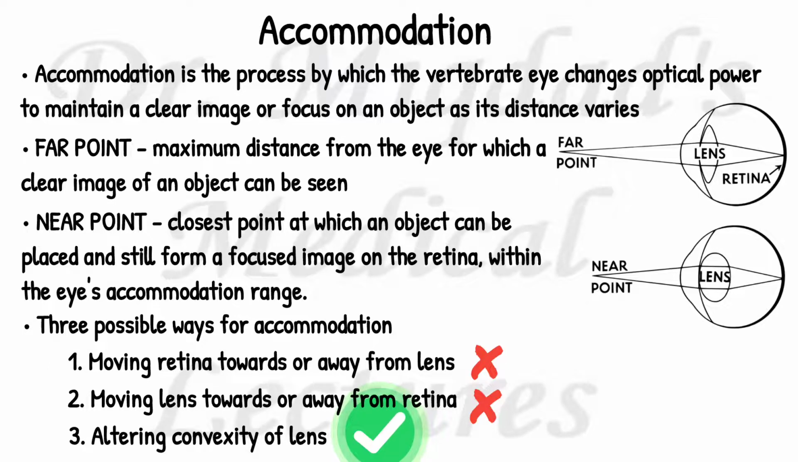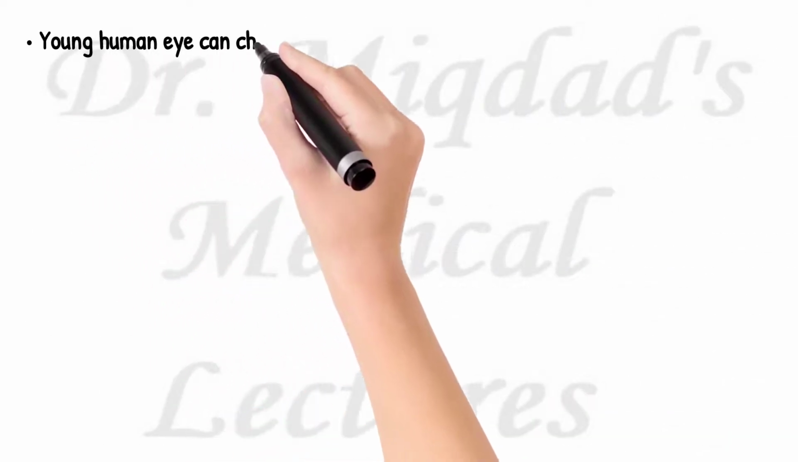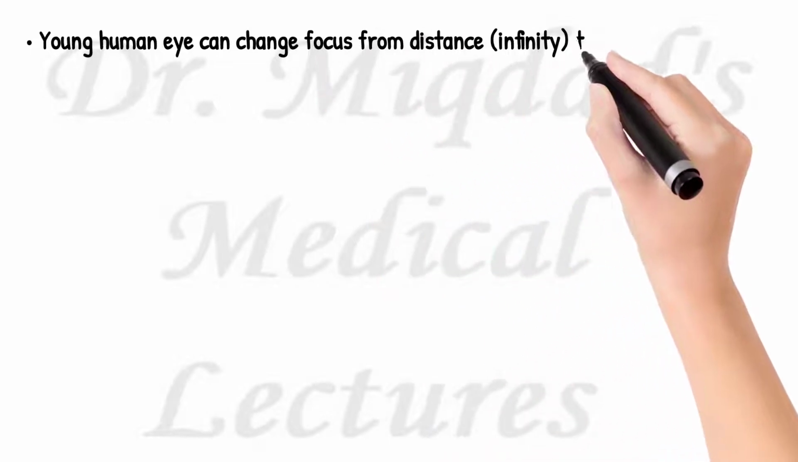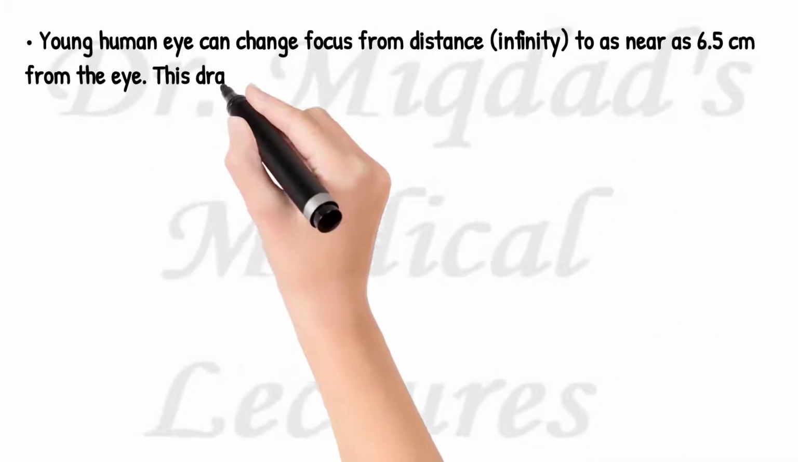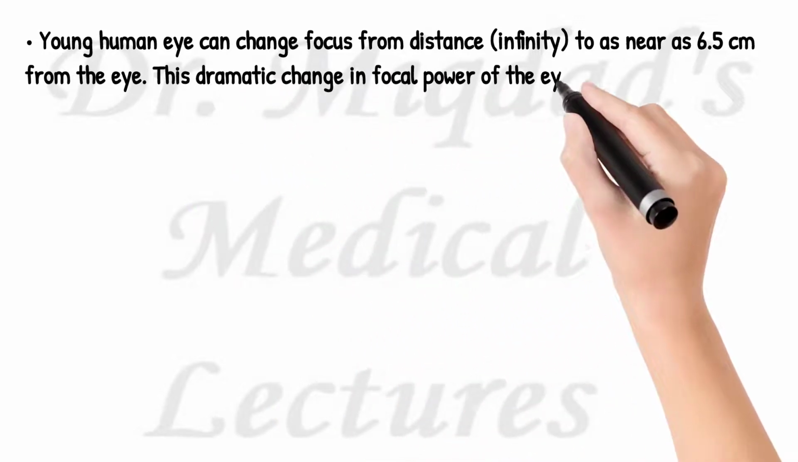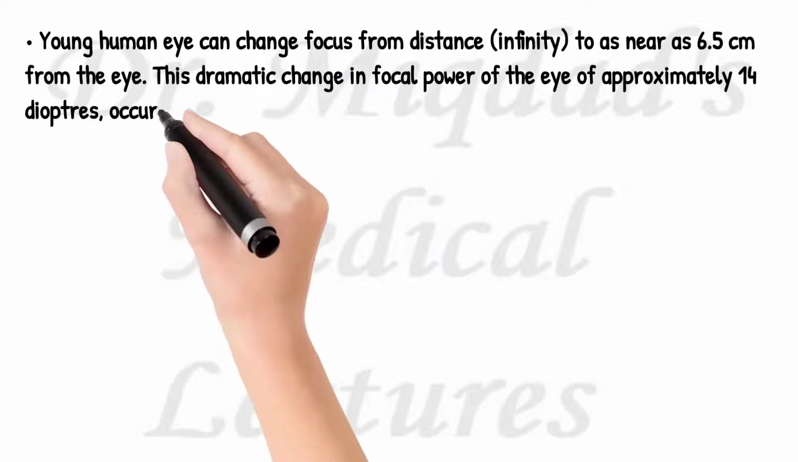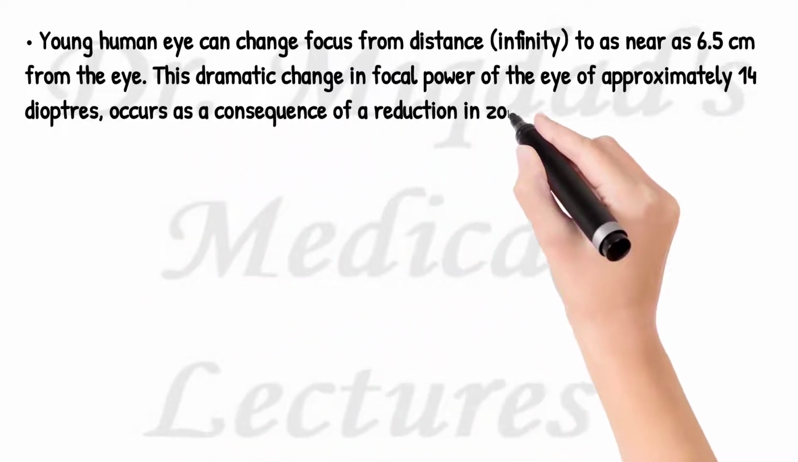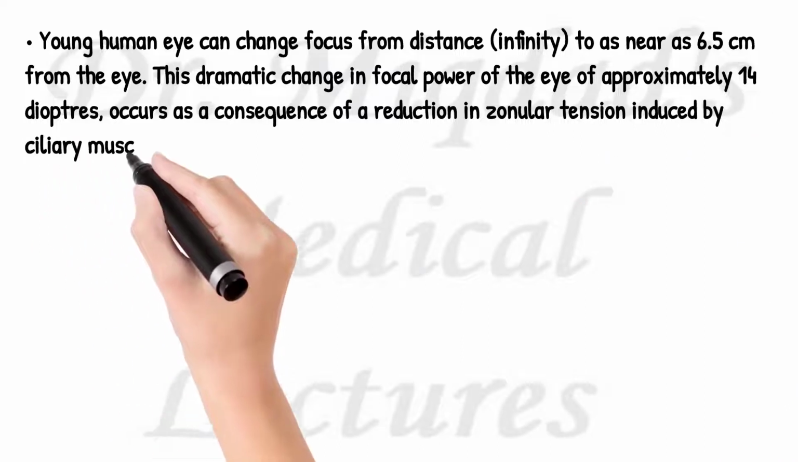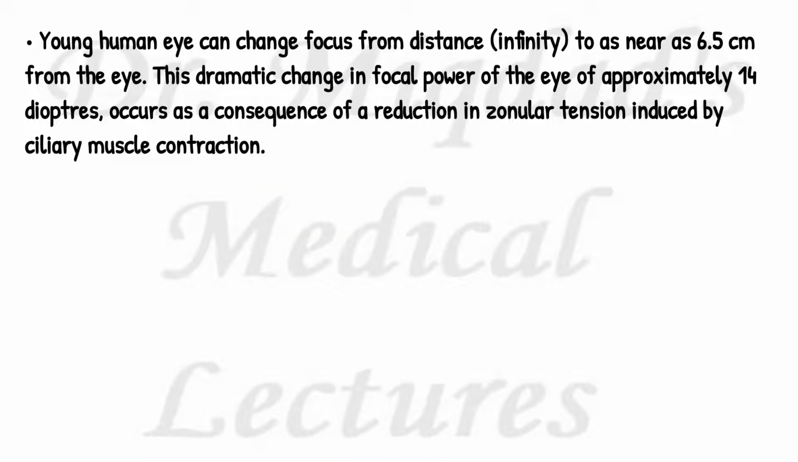The young human eye can change focus from distance of infinity to as near as 6.5 cm from the eye. This dramatic change in focal power of the eye of approximately 14 diopters occurs by the process of accommodation. And this process can occur in as little as approximately 224 milliseconds in the bright light. In simple words, we can say that our lens can change its refractory power by approximately 15 diopters by altering its convexity by means of accommodation process.